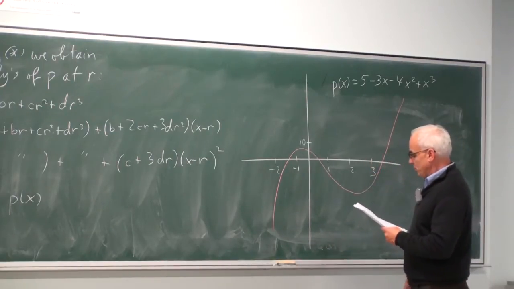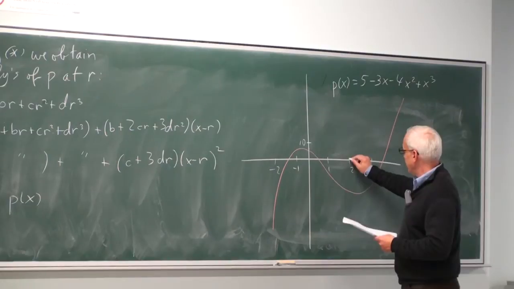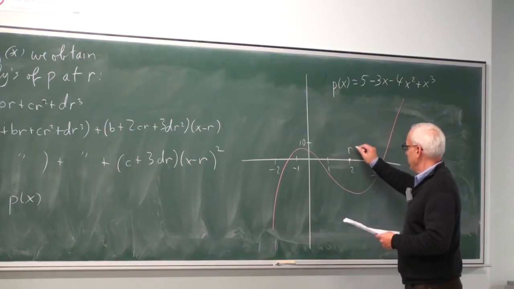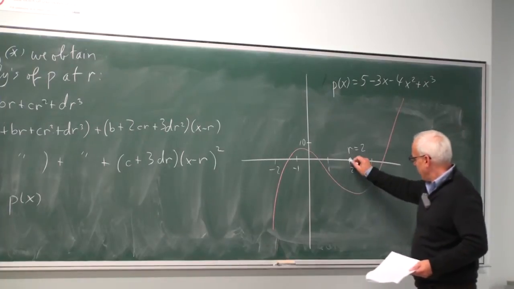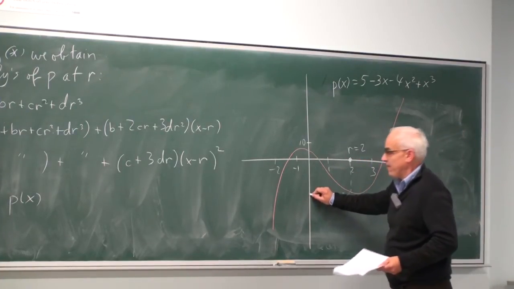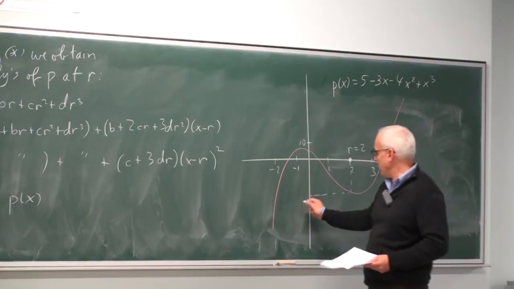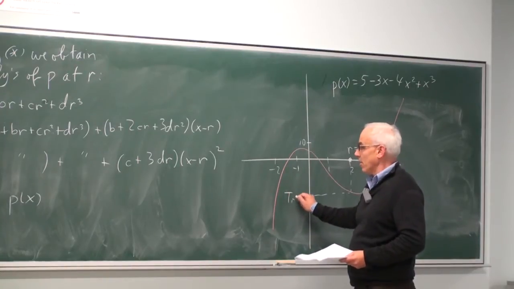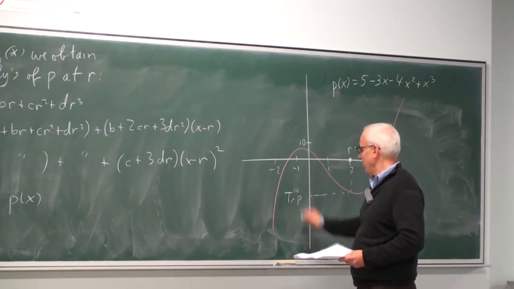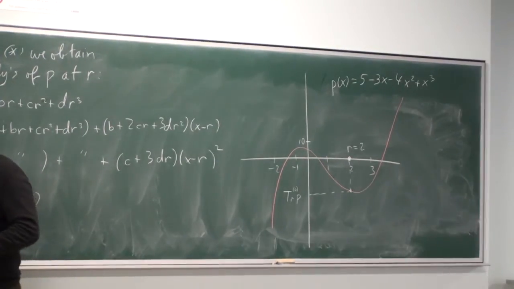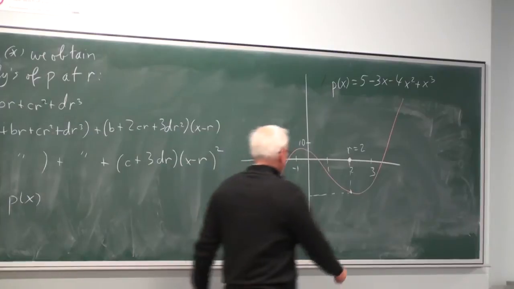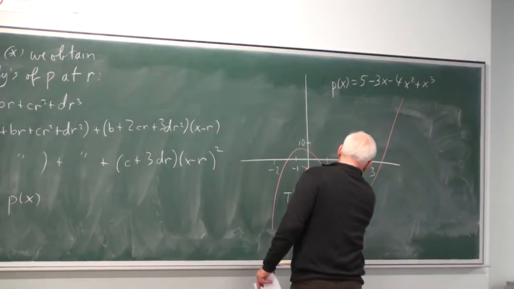Okay, so suppose we choose some point. Let's say r equals 2. Then the value here will be the value t sub r of 0 of p. That's just that particular value there. So the first Taylor polynomial will be the tangent line.